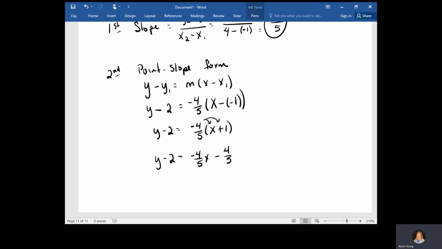Before, I waited till I had added my 2 over and had it as y equals, but I don't necessarily have to. I can do this here. My denominator is 5, so I can multiply each term by 5, or 5/1, however you want to look at it. This 5 cancels that 5, that 5 cancels that 5. So I have 5y, 2 times 5 is 10, minus 4x minus 4.